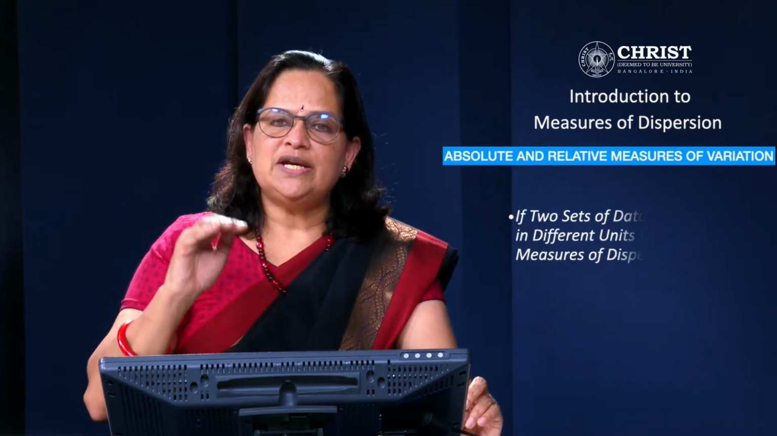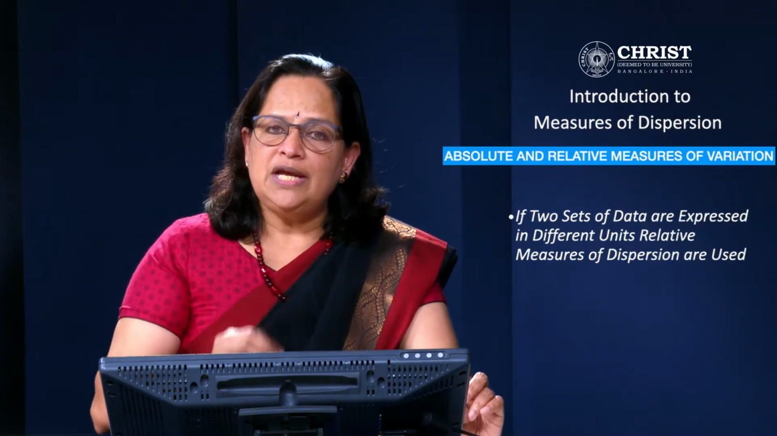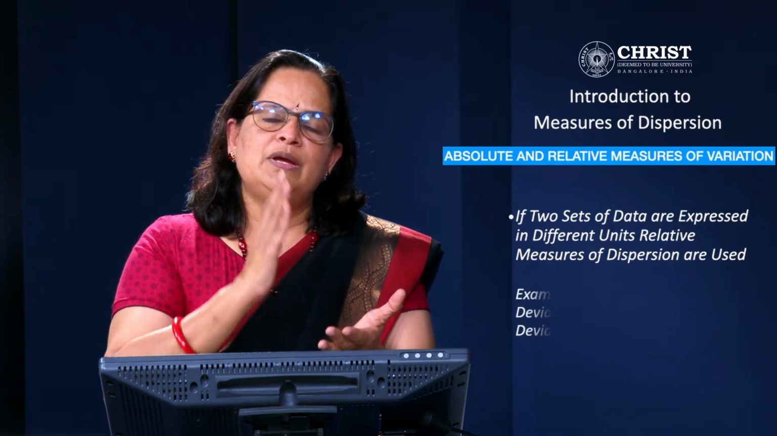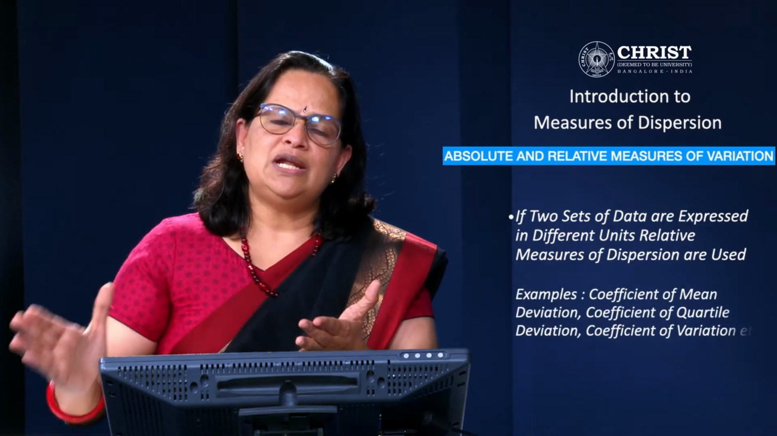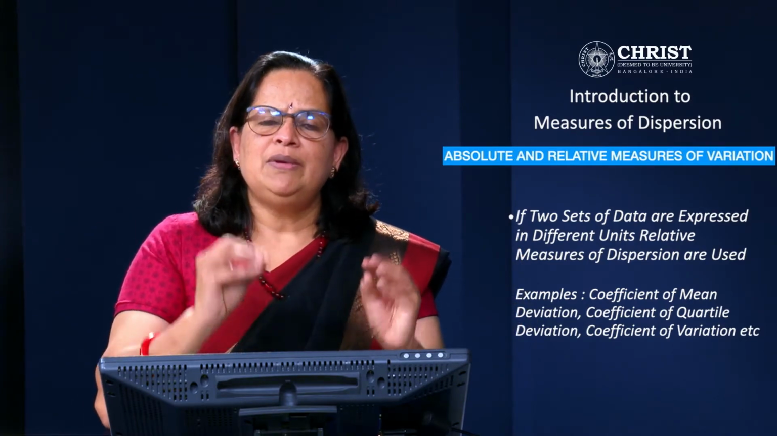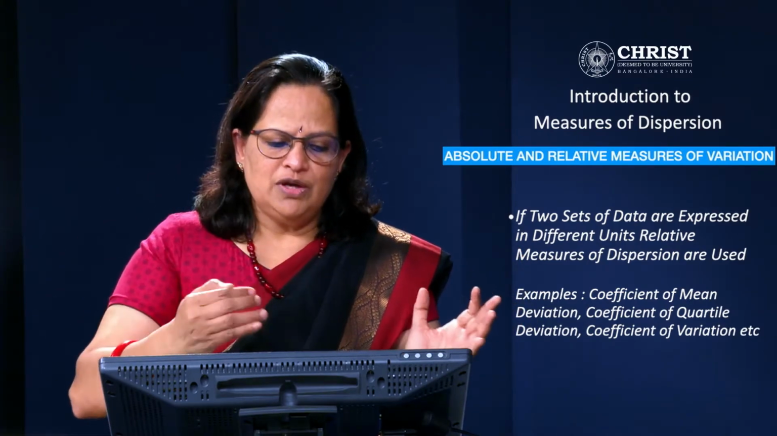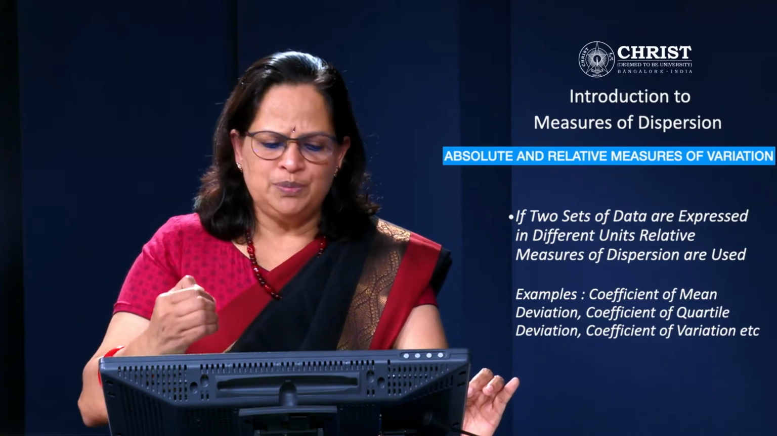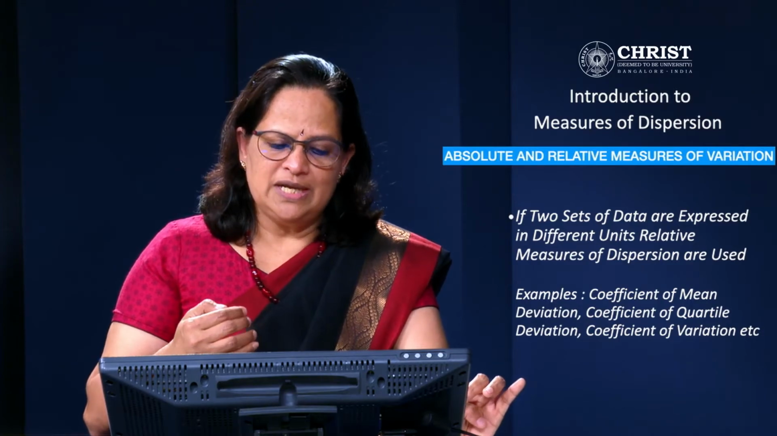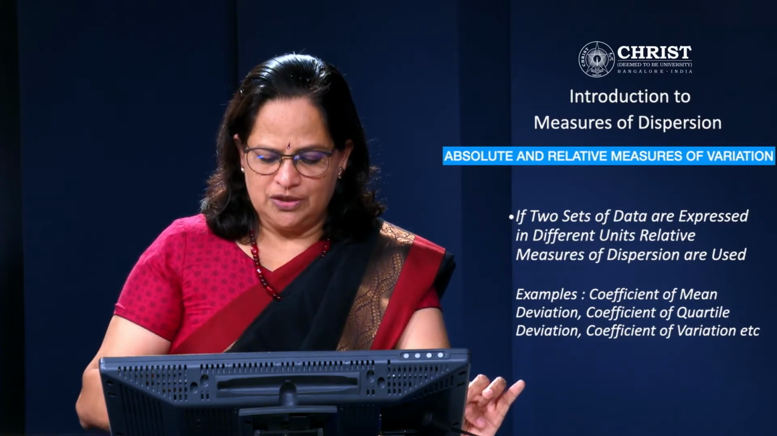If two sets of data are expressed in different units, relative measure of dispersion has to be used. See, for example, you are comparing the salary of a manager with the salary of a casual worker. There will be wide variation. Though the unit is same, it will be wide variation. Then we have to use the relative measure of dispersion. Examples: coefficient of mean deviation, coefficient of quartile deviation and coefficient of variation.